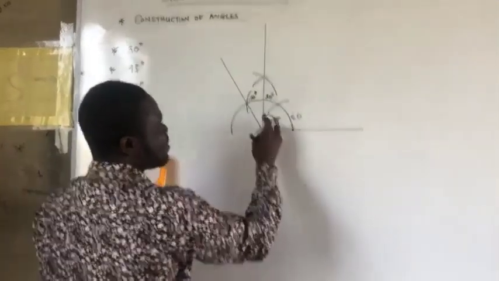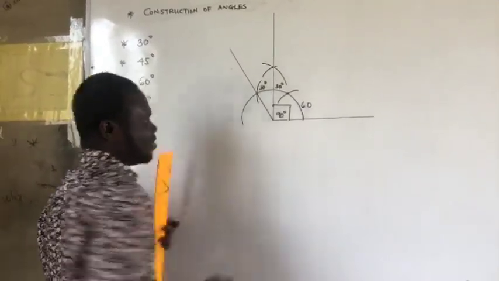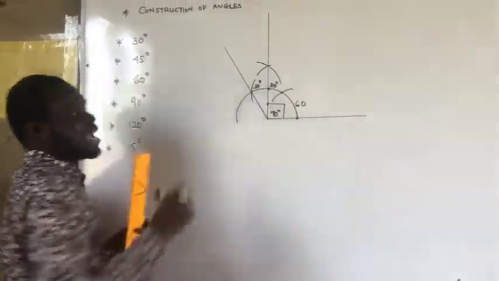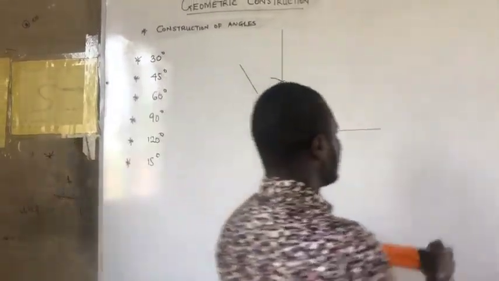Now, a much better way of representing 90 degrees is by using this symbol. So what we are saying is that from here to here is my 90 degree angle. Then we'll come to 120, which is very easy.